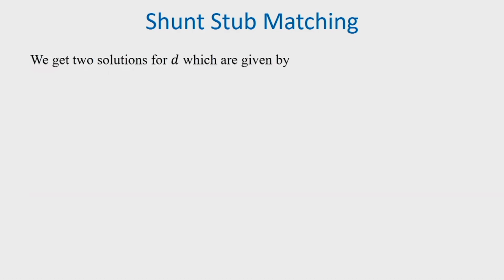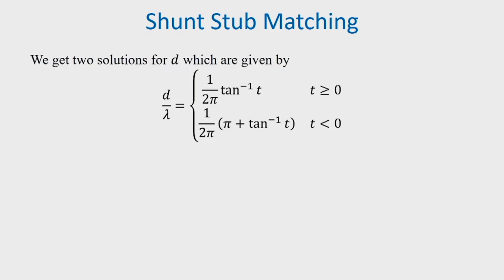So, since the equation in T is a quadratic equation, we will get two values of T, two solutions for T, and correspondingly we will get two solutions for D. We write d by lambda is equal to 1 by 2 pi tan inverse T when T is greater than 0. This comes directly from T is equal to tan beta D, and beta is 2 pi by lambda.